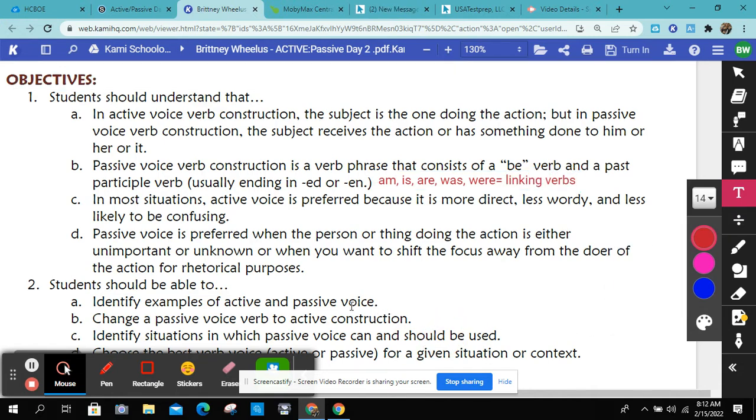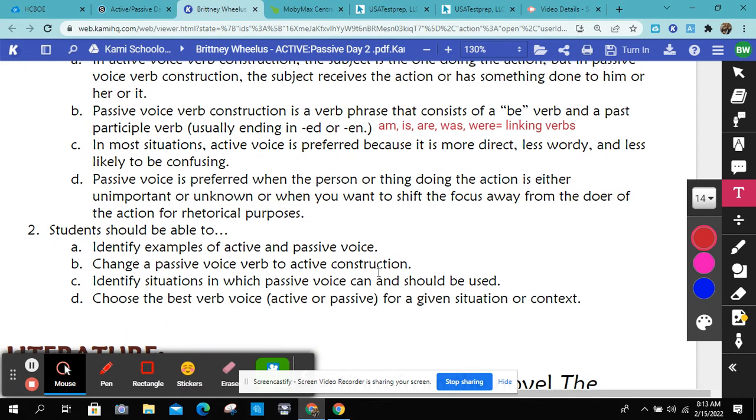In most situations, active voice is preferred because it is more direct, less wordy, and less likely to be confusing. Passive voice is preferred when the person or thing doing the action is either unimportant or unknown, or when you want to shift the focus away from the doer of the action for rhetorical purposes.